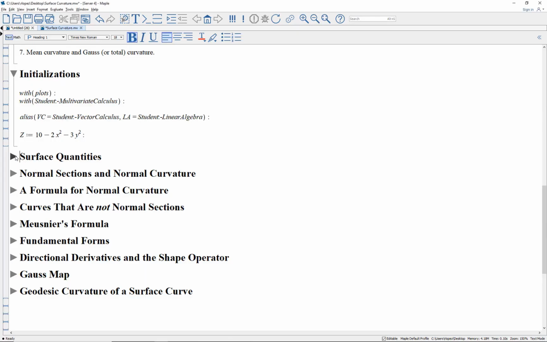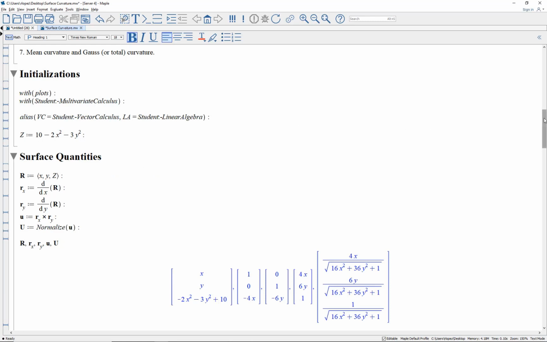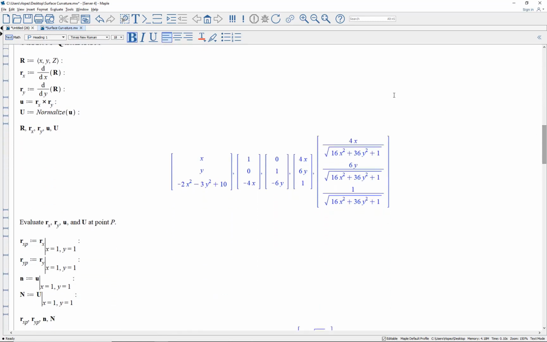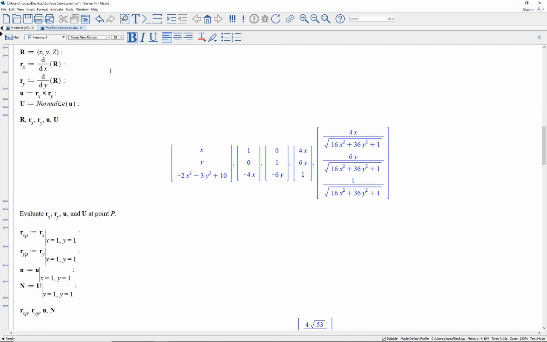So now we start computing some of the surface quantities that we need. Let's define the surface as a position vector R. So the parameters are x and y: x, y, z of x and y. Tangent vectors, Rx, Ry, derivatives with respect to x and y. Cross product gets us a normal, and then we have to normalize that, and that normal vector is uppercase U. So the vectors that we've just computed are position vector, two tangent vectors, normal, unit normal.